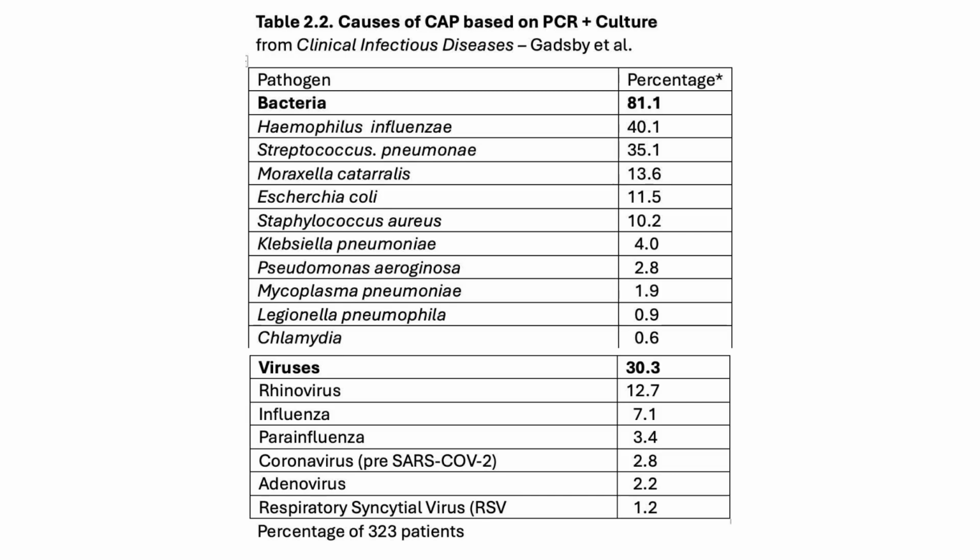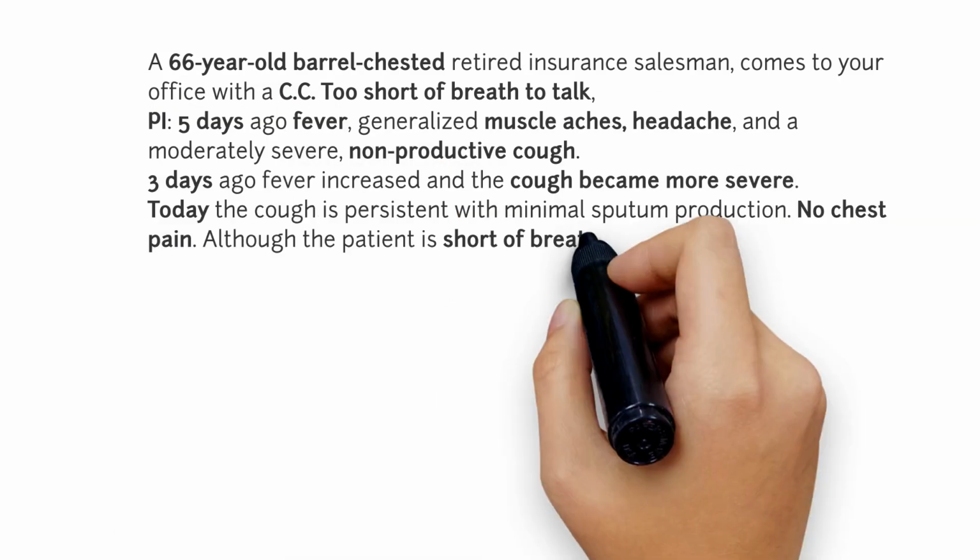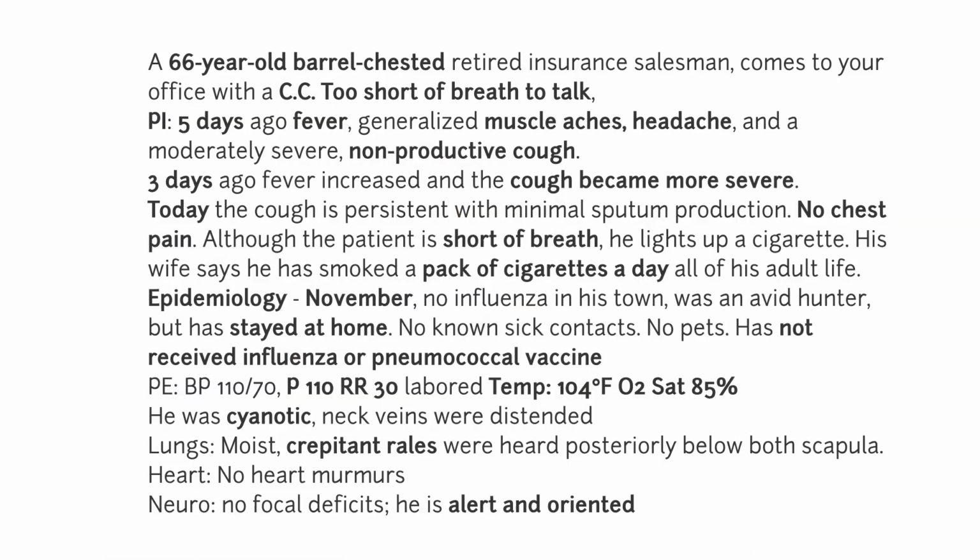One of the most common and feared dual infections is influenza superinfection with Staph aureus. This combined infection can be seen during the influenza epidemics and can be fatal. Now let's review a case of community-acquired pneumonia.